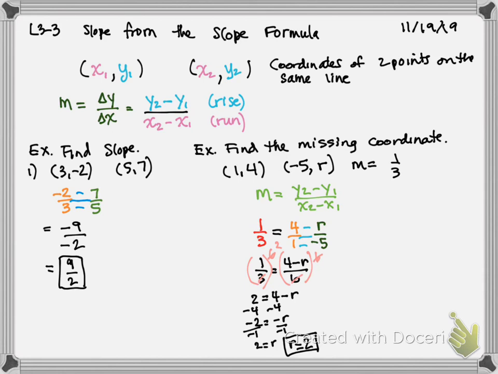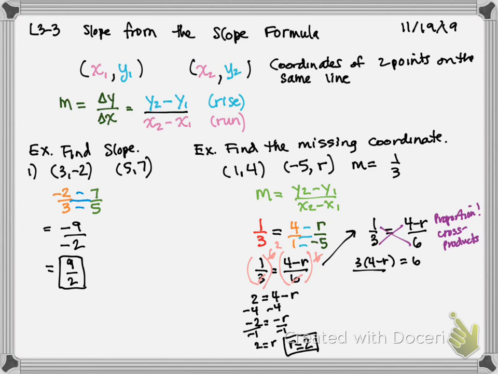But let me show you a different way to solve it. What is that called? Fraction equal to a fraction. It's called a proportion, right? So I can do cross products. So I'm going to multiply this direction and this direction. So that's going to give me 3 times the quantity 4 minus r equals 6.